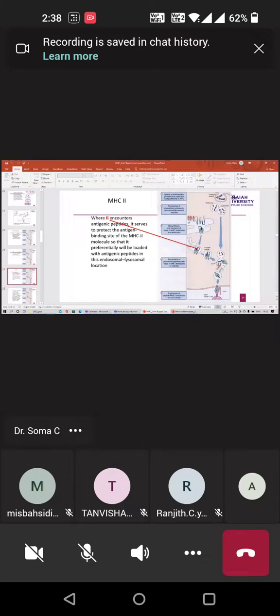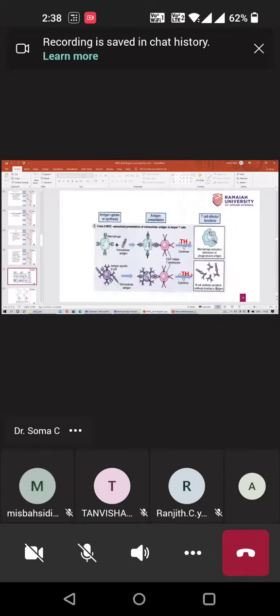And then the actual antigen which has come inside the cell from the external source will now go and occupy the peptide binding cleft, and then it is getting presented on the APC. So this is the MHC class 2 function.